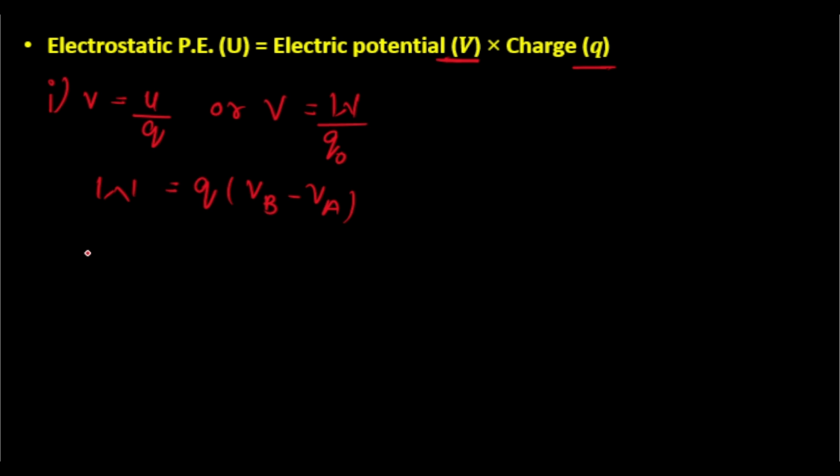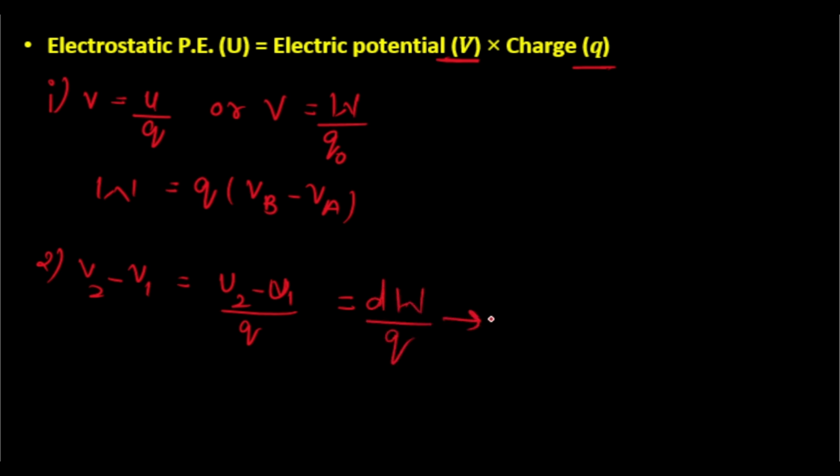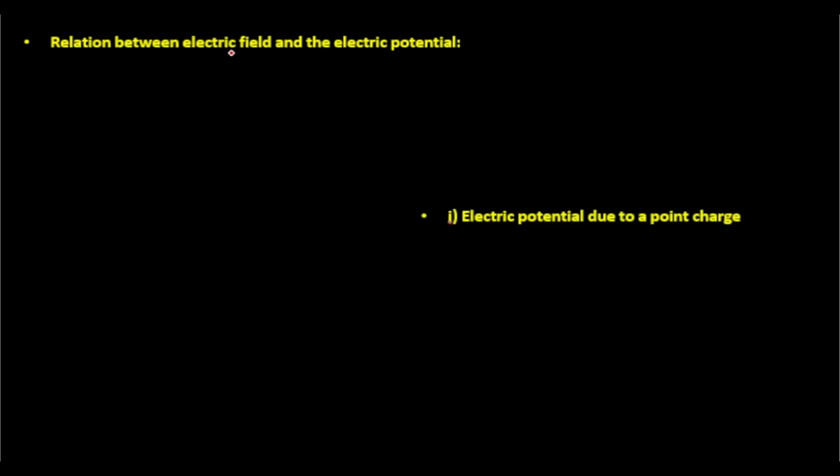Electrostatic potential difference: V2 − V1 = (U2 − U1)/q = dW/q. This is the electrostatic potential difference between two points. Relation between electric field and electric potential: E = −dV/dx.